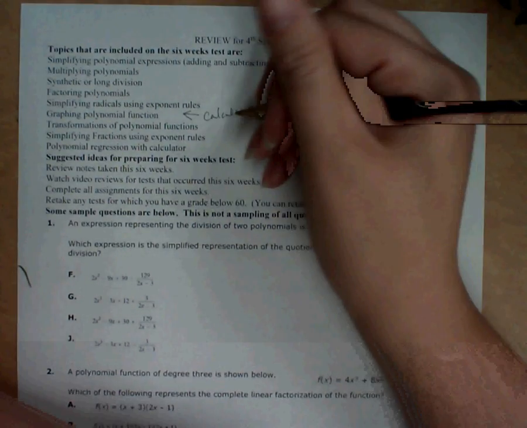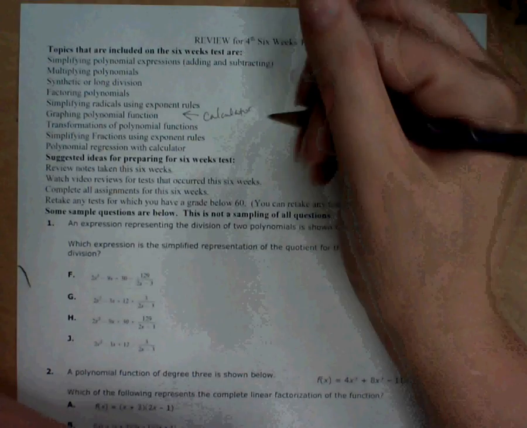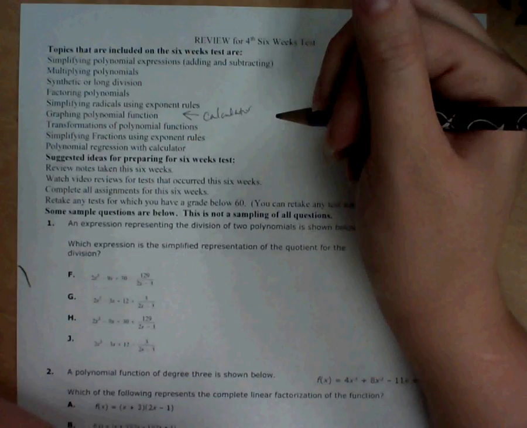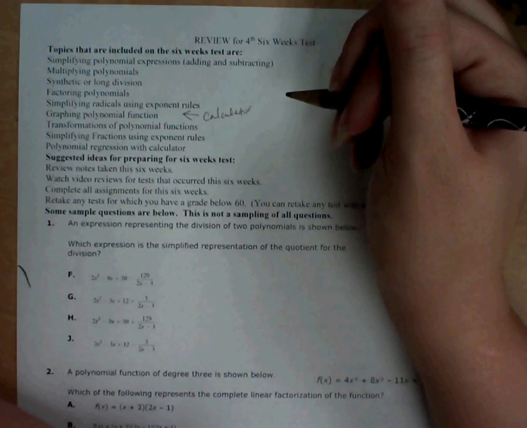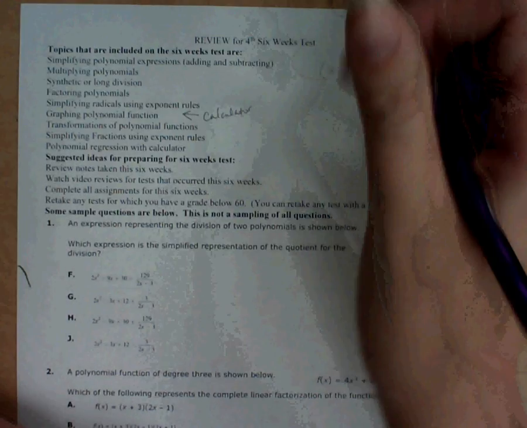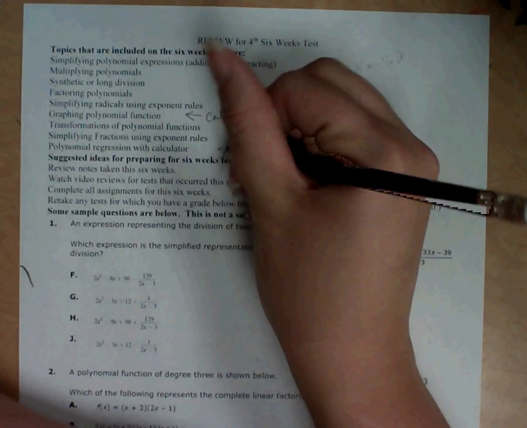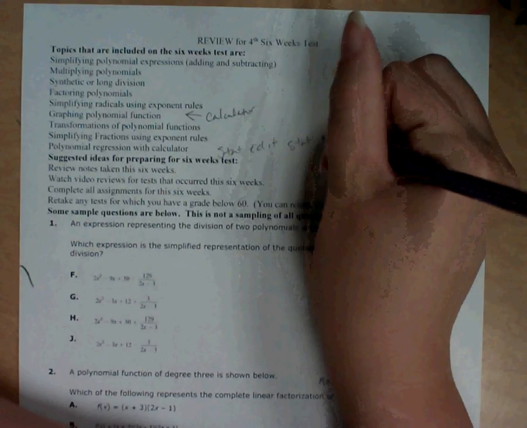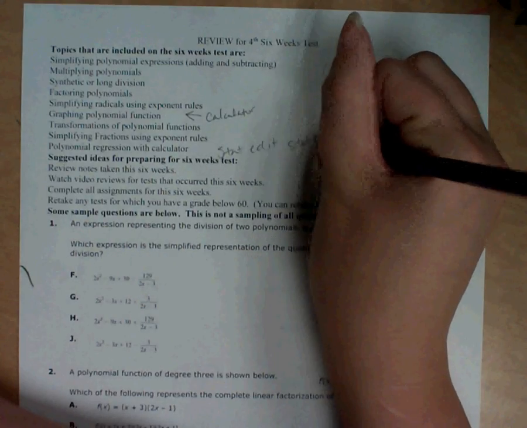Transformations of polynomials. Most of the time you can use your calculator. Sometimes you'll have to know your different transformation rules. Simplifying fractions using exponent rules that we've been covering the last couple of days. Polynomial regression with a calculator. This is whenever you go to Stat Edit, type your information in, Stat Calc, and then you do one of the regressions.